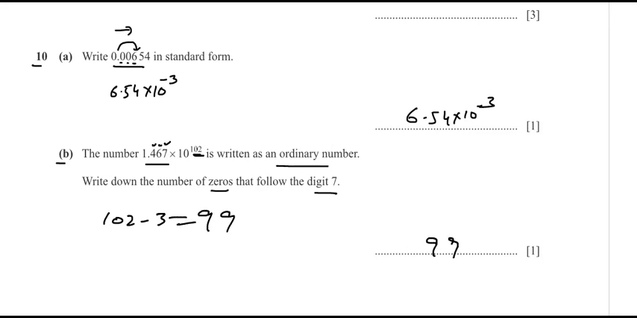Because this power of 10 will tell you how many digits there are after the decimal. So if we look at this one, it's saying that after the decimal, there are 102 digits. After 7, how many will there be? 1, 2, 3. It means we don't have to count these. So from 102 minus 3, we will get 99 digits. All right.